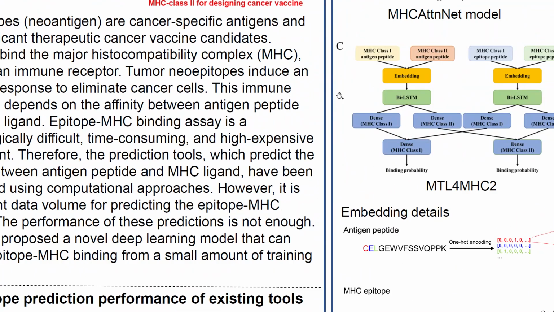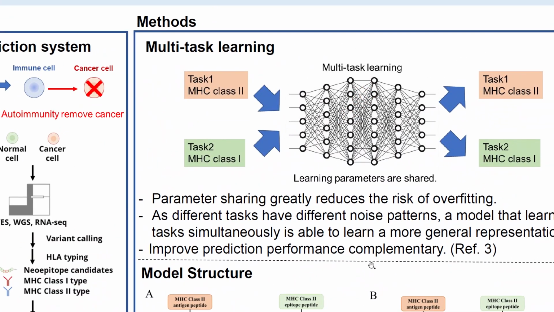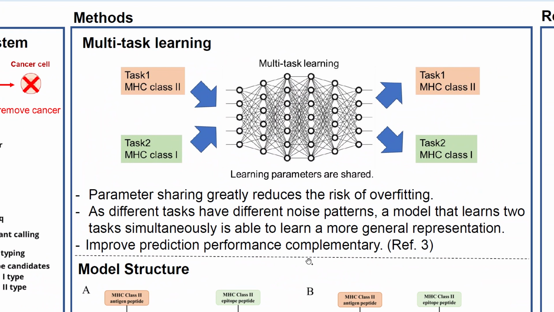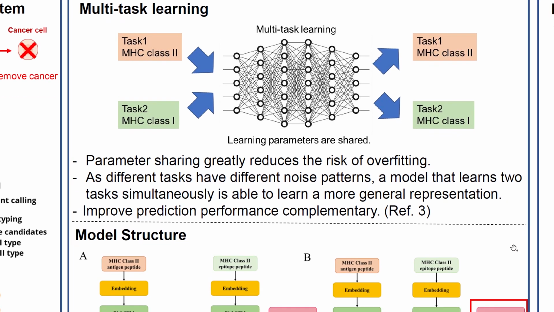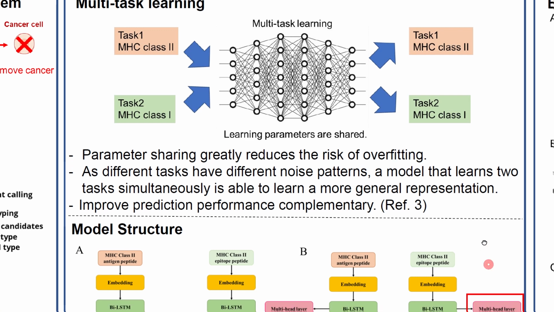In this study, we try to improve the prediction performance of MHC class 2 from limited training data by using multitask learning. Multitask learning is trained from multi-input. Then learning parameters are shared. It is known that parameter sharing reduces the risk of overfitting and improves prediction performance complementarily. We designed and tuned a multitask model which consists of MHC class 1 and 2 inputs. It is called MTL4MHC2.